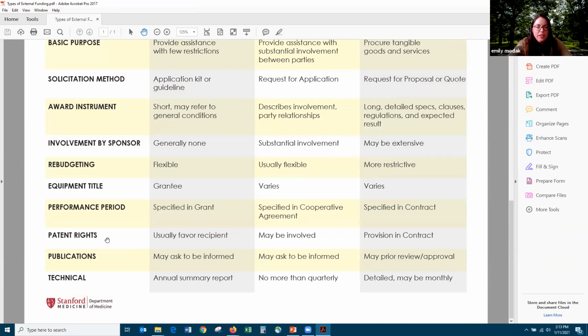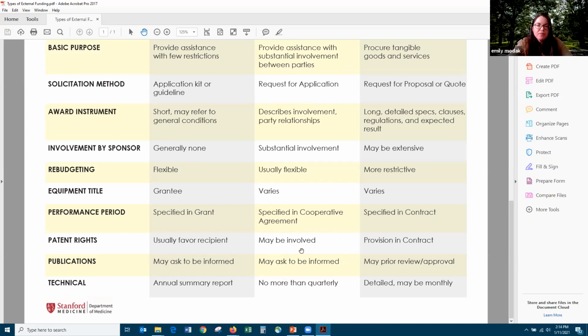They may ask to have a little bit more involvement in patent rights. The technical reporting is more common, more frequent. With cooperative agreements, you may see once every 6 months, sometimes quarterly, but no more than that.